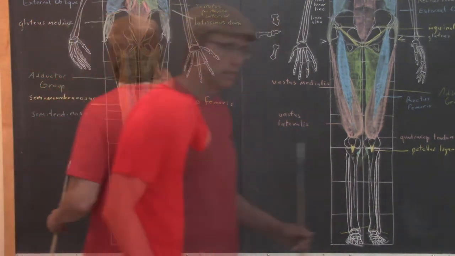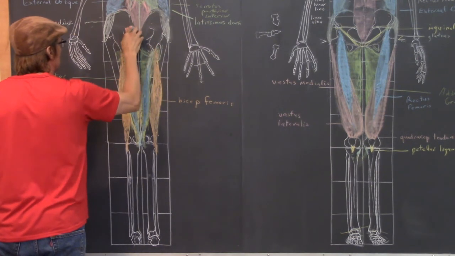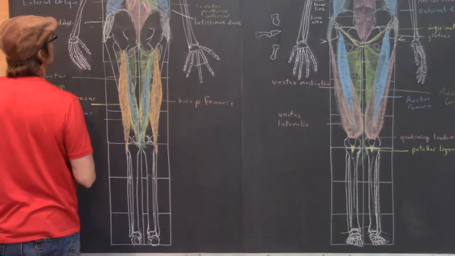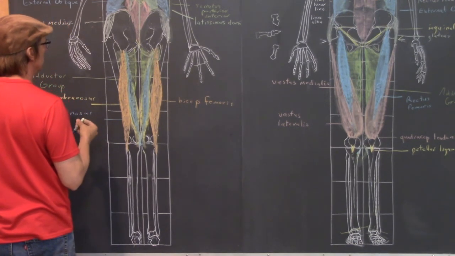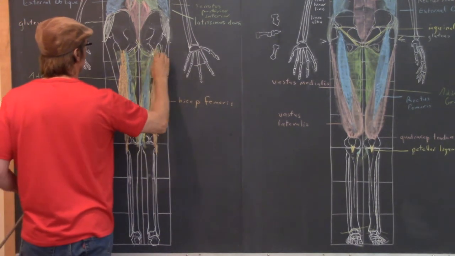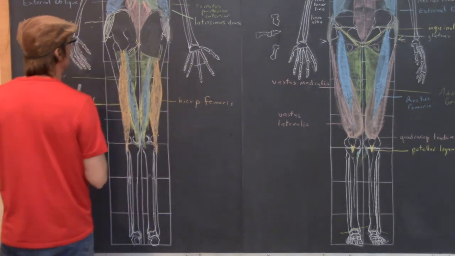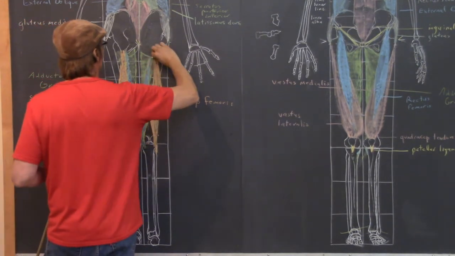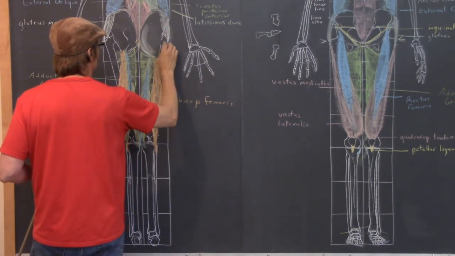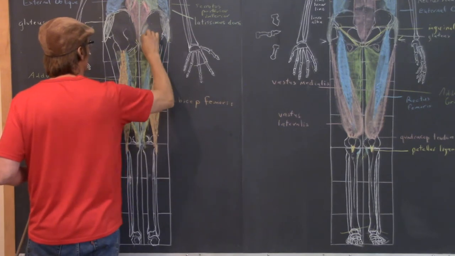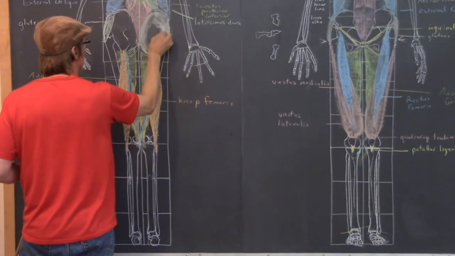Grab my eraser. It kind of has this shape to it. All right, so it will come along and right into the side of the trochanter there. So gluteus medius to the maximus.